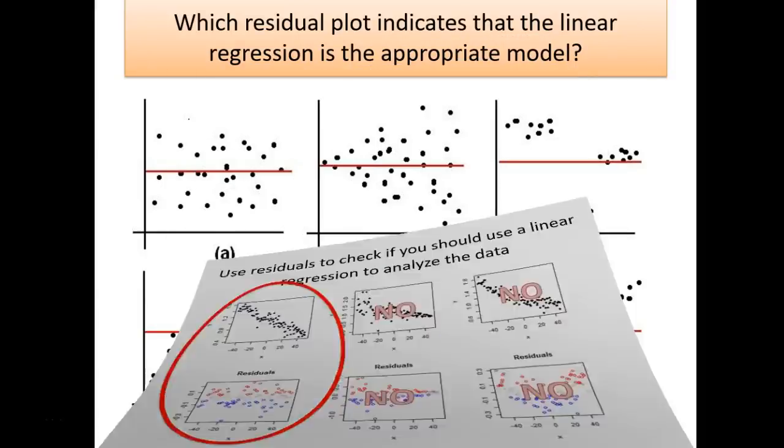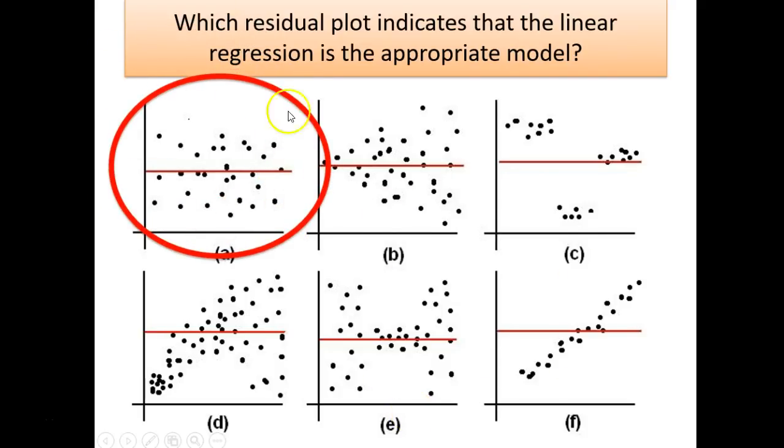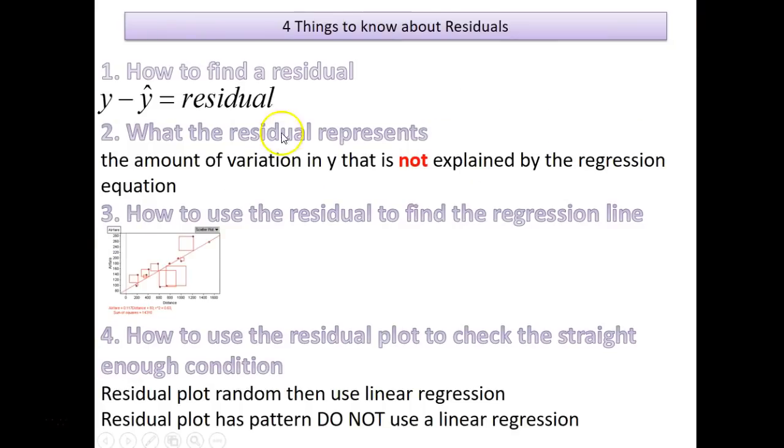Let's look at these. I'm going to look at just residual plots. I have 6 residual plots. Which one is connected to a scatter plot that really is almost straight or straight enough? If you look at all 6, the only one that is really random is here. So this is the only one that I would actually do a linear regression on. Again, I don't do a linear regression on this. What I do is I just check this and then I go back to my actual scatter plot and do the linear regression on that. So these are the 4 things that you do need to know. Make sure they're clear for you and write down what you need and look forward to the next topic.